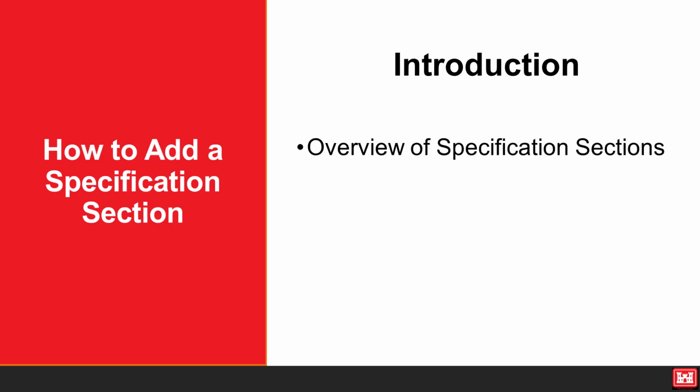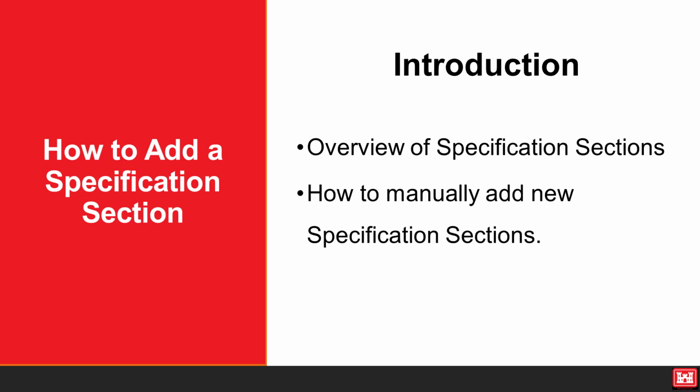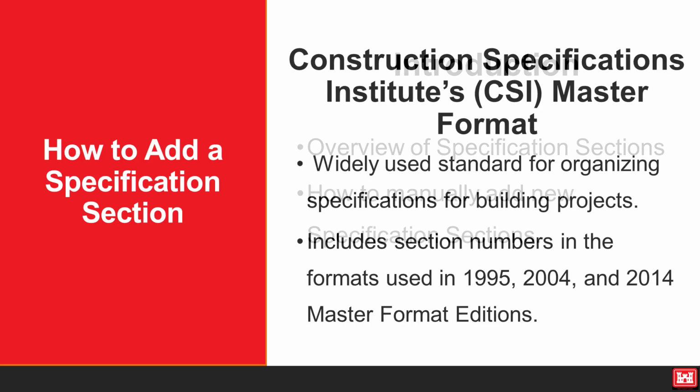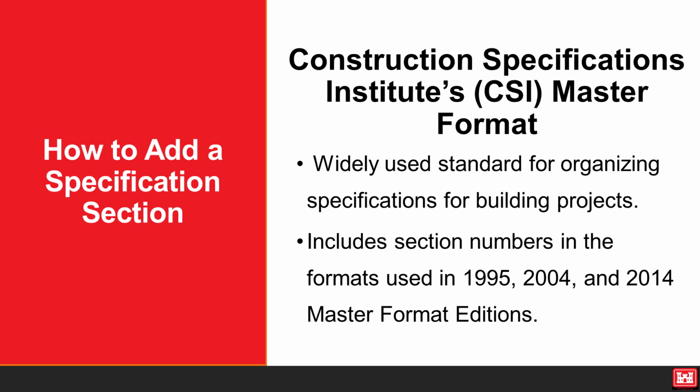Today we will discuss how to add a specification section in RMS. Let's get started. The Construction Specifications Institute's CSI MasterFormat is the most widely used standard for organizing specifications for building projects in the United States and Canada. The format of the section numbers has changed over time. However, this library includes the section numbers in the formats used in the 1995, 2004, and 2014 MasterFormat editions.